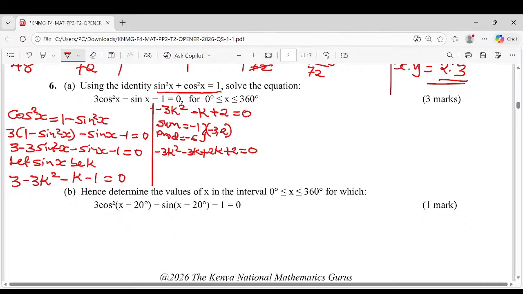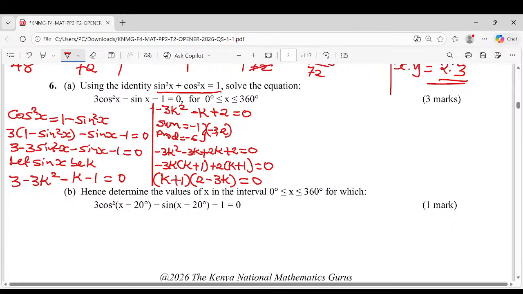Factoring out, 3k is common on both sides. So this will be now negative 3k into k plus 1, then plus 2 into k plus 1 is equal to 0. This will mean I'm going to have k plus 1, then 2 minus 3k being equivalent to 0.